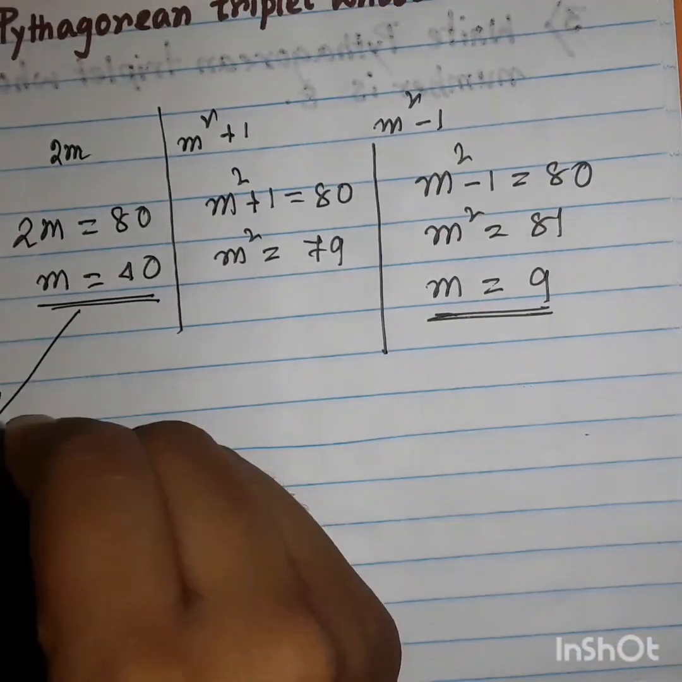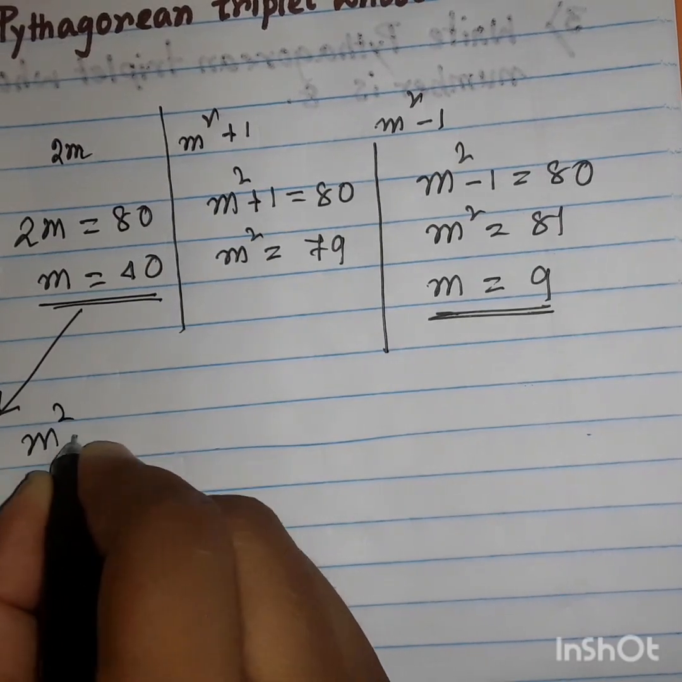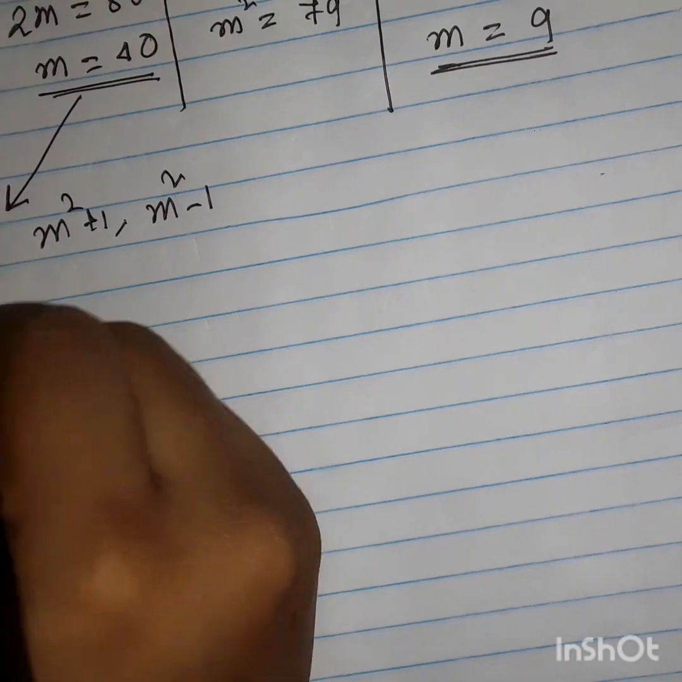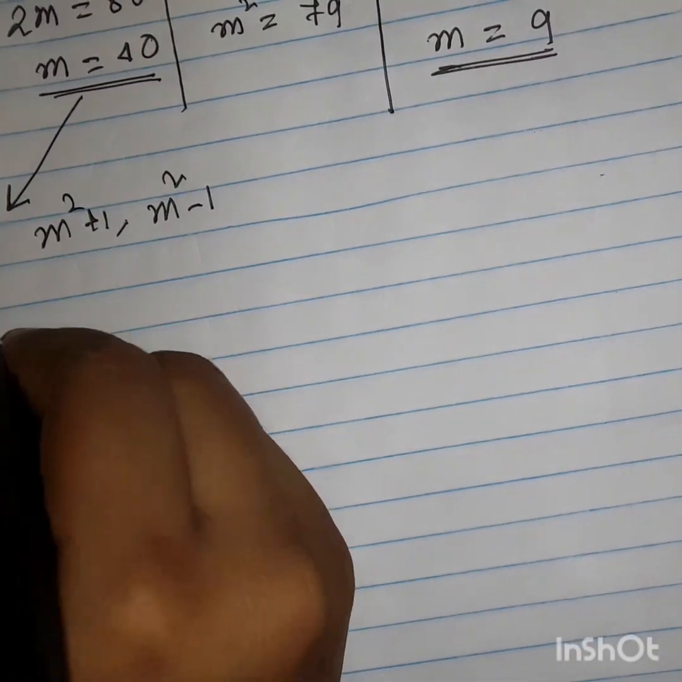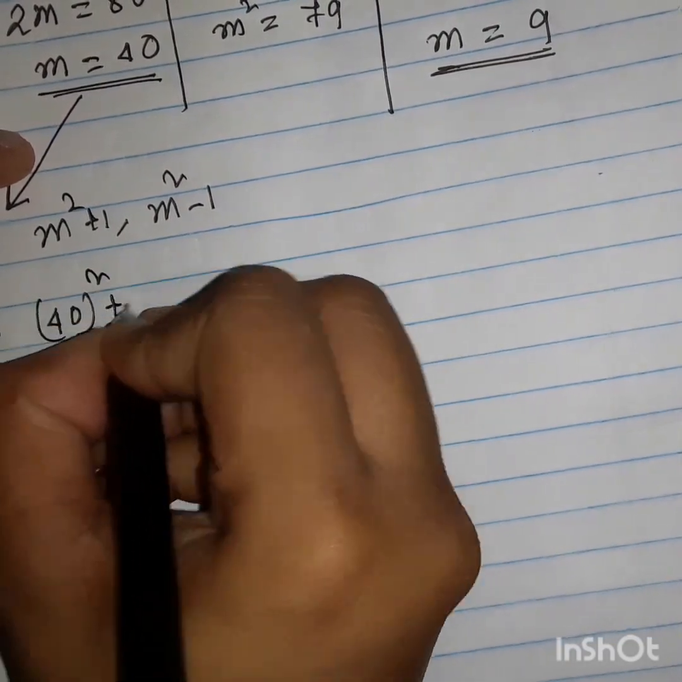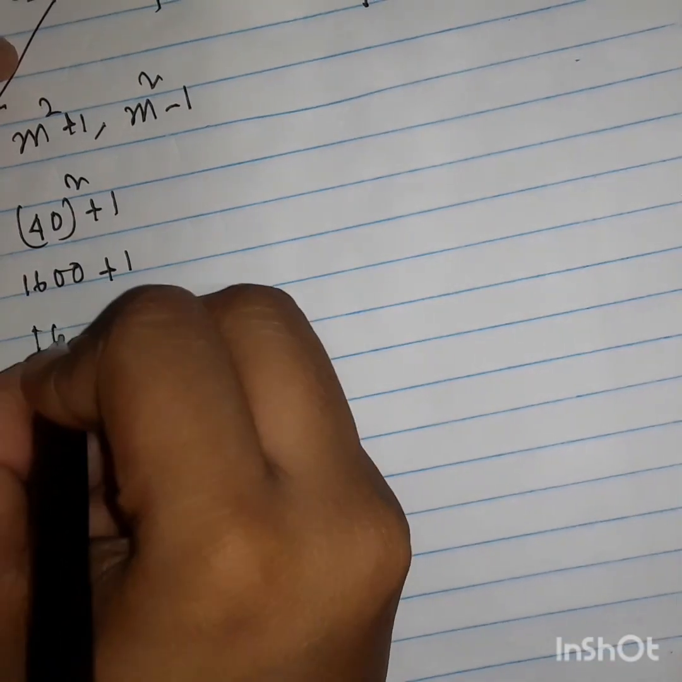So for this set we have 2m, m square plus 1 and m square minus 1. Those values are: 2m means 80, m square plus 1 means 40 square plus 1, that is 1600 plus 1, that is 1601.